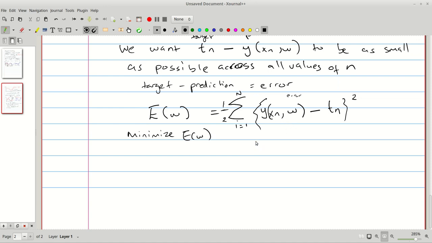This actually has a special name. It's called SSE, sum of squared errors, right? You can take the sum of squared errors, you can take the sum of the absolute values, and so on. So there are different ways that you can compute this. Some of them have their own advantages over others. It's something you should just be aware of.